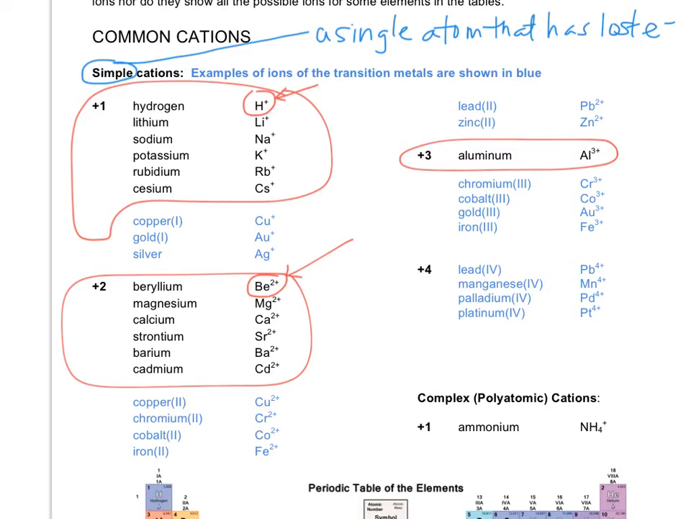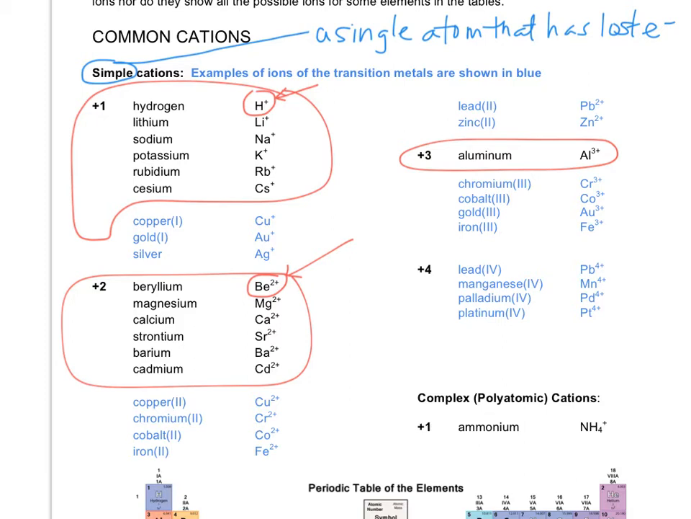The thing you'll notice about this list for simple cations is all of these are a single atom that in this case has lost one electron, which is why it's got one more proton than electron, or 2 electrons, which is what gives it a +2 charge, or 3 electrons. In each of these cases, the name of the cation, the hydrogen ion, the lithium ion, the sodium ion, the potassium ion, rubidium, cesium, etc., the name of a cation is exactly the same as the name of an atom.